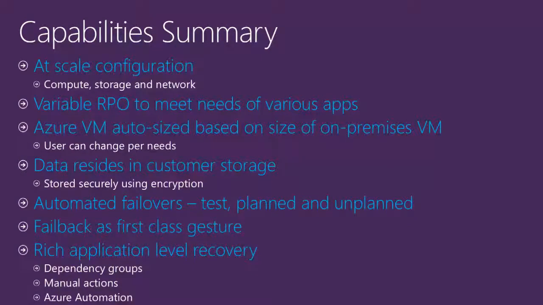Automated failovers and recovery plans support scripts, dependency modeling, and manual actions. I did not show manual action, but not everything can be scripted. There are certain things that need to be done manually. You could insert a manual action inside a recovery plan. So when the recovery plan is executing, it will wait for you to come. You can take your manual action and say continue, and it will proceed. And then we have failback as a first-class gesture. I showed the dialog for that, and it has two rich options. And like I talked about already, the recovery plan has dependency groups, manual actions, and Azure automation.